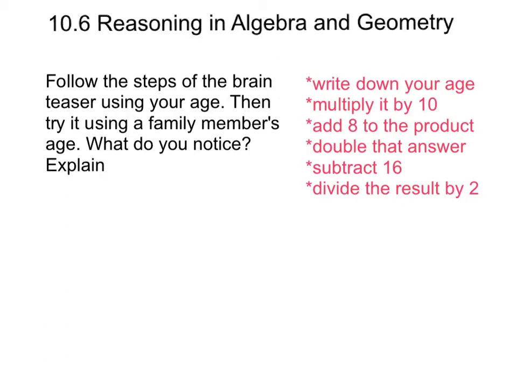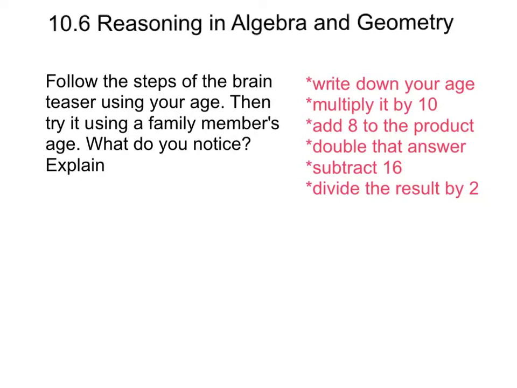In example 10.6, we're going to start talking about reasoning in algebra and geometry. You don't need to write any of these directions down, but I want you to write this down somewhere in your notes or in the solve it area at the top of your page on page 629. Follow the steps of the brain teaser using your age. Then try it using a family member's age. And then I want you to see if you notice something.